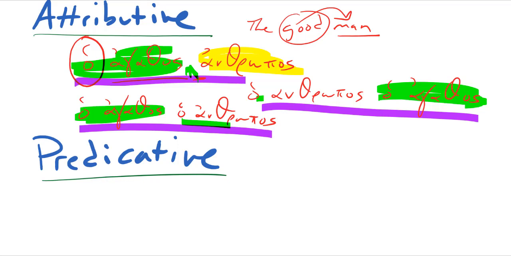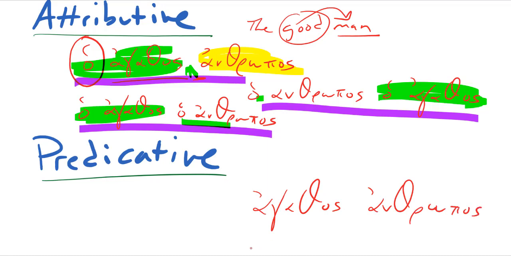And also, the attributive adjective is almost certainly going to be, well, most of the time, right next to the noun it modifies, right? It's going to be right next to it. It's usually going to have the article in front of it. Not always, right? If you want to say a good man, you're going to have agathos anthropos. That is a good man, right?